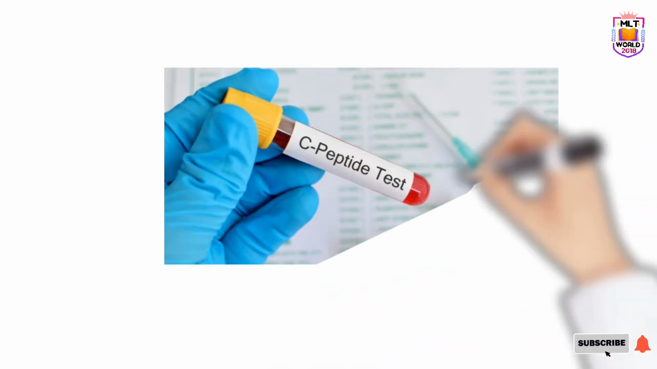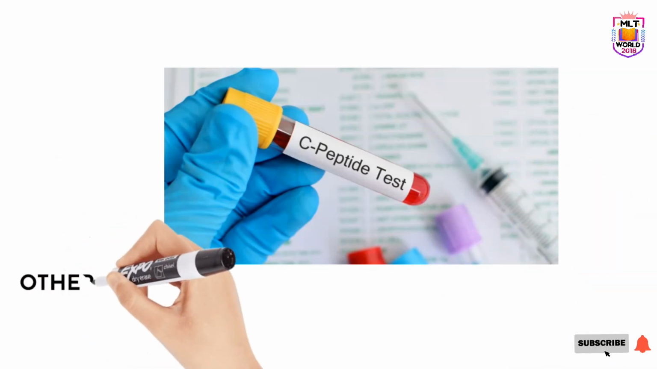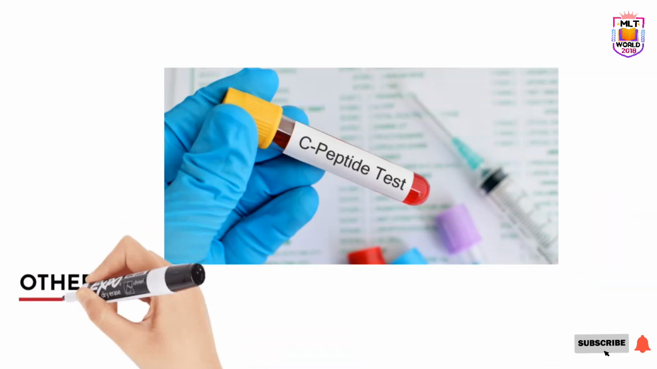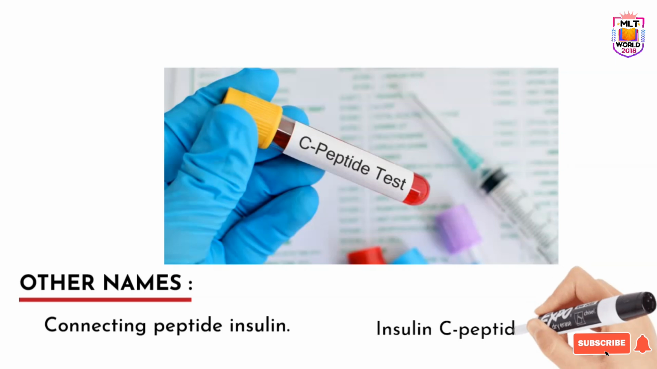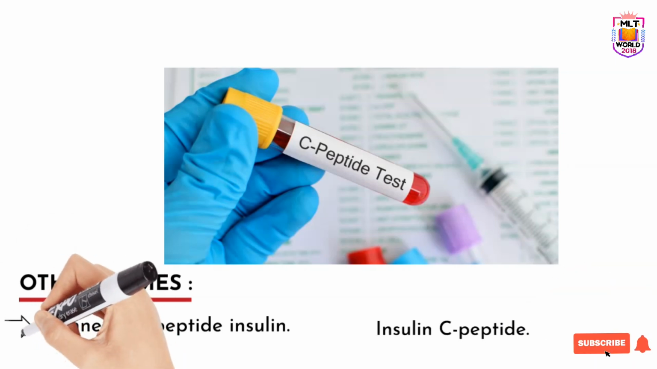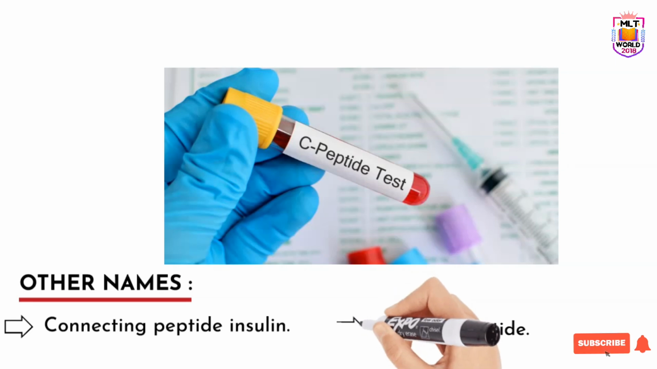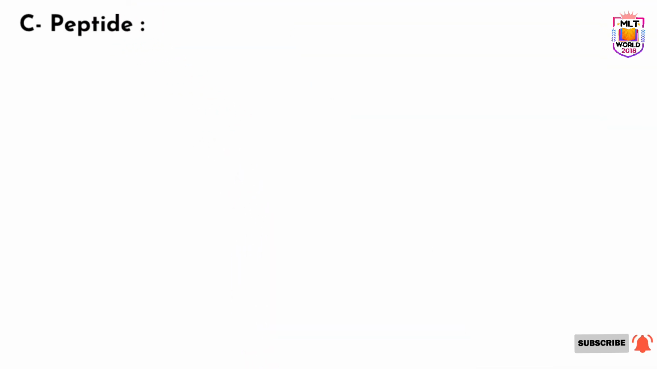Today, friends, in this video I am going to share information related to the C peptide test. Other names for the C peptide test are connecting peptide insulin test or insulin C peptide test. Any name indicates the same test only, but most of the time doctors' prescriptions will come with C peptide test.